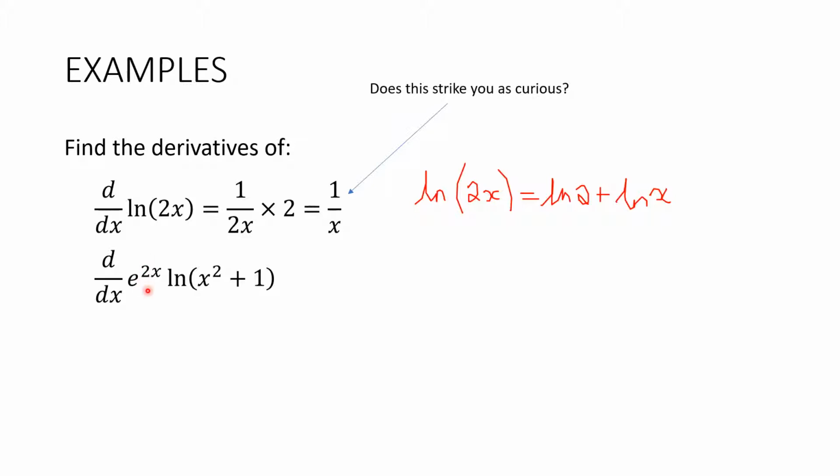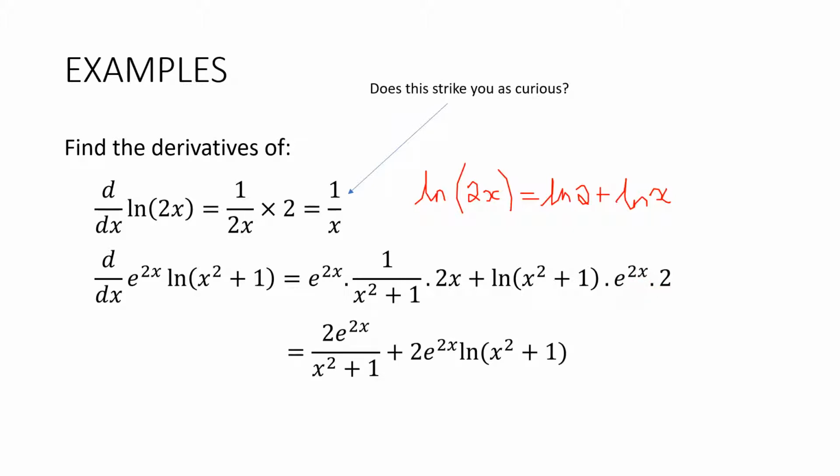So I'm going to write the first one down, e to the 2x multiplied by the derivative of this. That's going to be 1 on x squared plus 1 multiplied by the derivative of the second function. So there's the first bit. e to the 2x multiplied by the 1 on x squared plus 1, and then multiplied by the derivative of that, plus, write down the second one, ln x squared plus 1 multiplied by the derivative of this, which is 2e to the 2x. Tidying that all up, I get this, and I'm going to leave it like that.